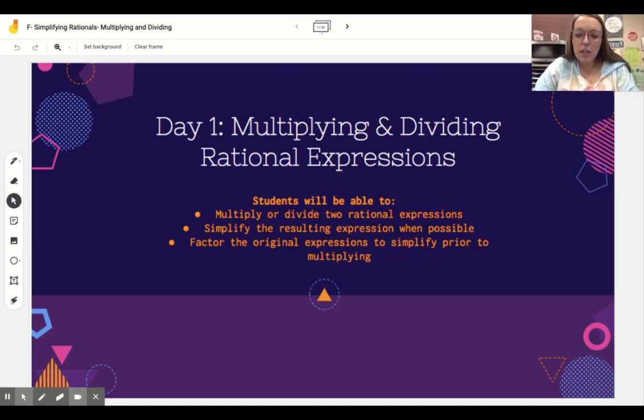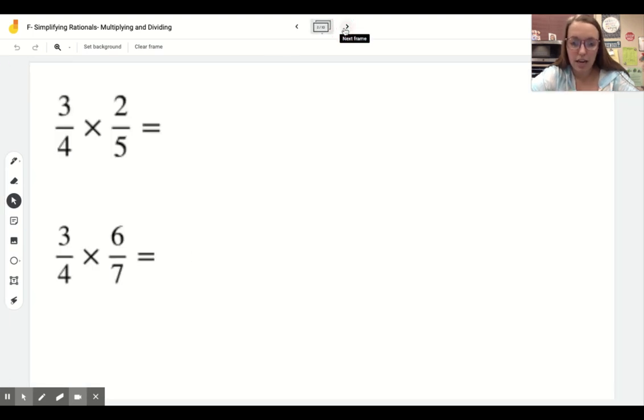All right, so the new standard that we're going to start working on is simplifying rational expressions. So again, rational functions are any function that has x in the denominator. So we're going to be multiplying, dividing, adding, subtracting fractions, but with x. So it can get a little bit confusing. So we're going to split it into several days. We're going to start with just multiplying and dividing today.